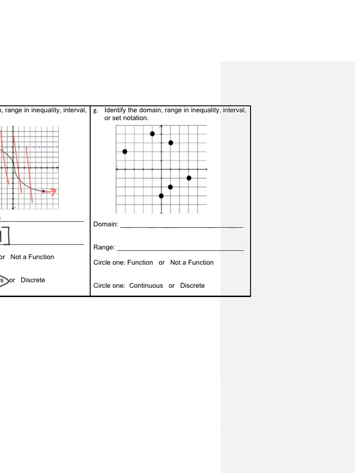For part G, now you're given just a scatter plot. So I'm going to make a table of values.